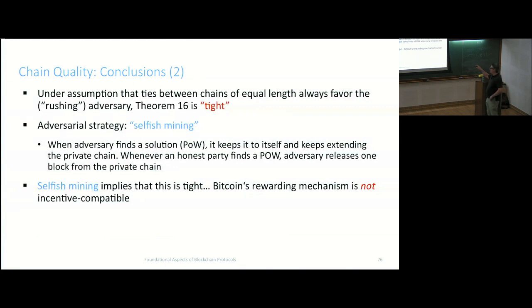And what this means is that in some sense, this rewarding mechanism is not incentive compatible because the honest parties are working, right? They're investing effort, but they know that their work is not going to be proportionally represented on the blockchain.